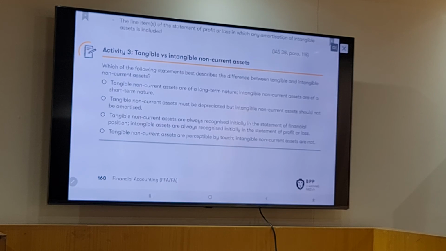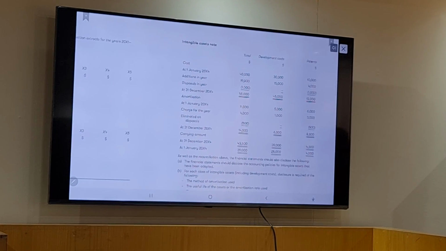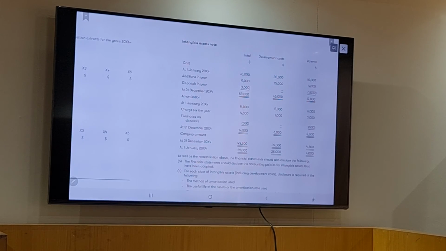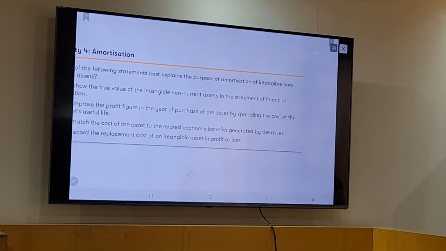Before I go to the next question, one more thing here. See the disclosure. Same as PPE, how you will show it in your note. Same as the PPE note, okay? Now let's move on to the next question.